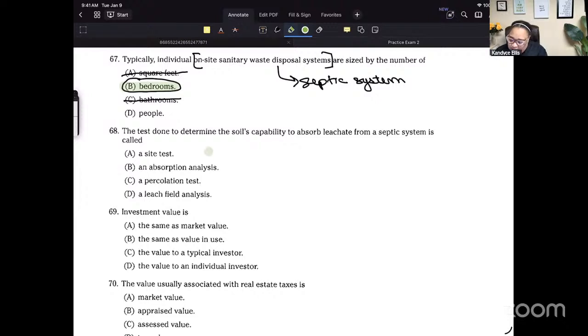The test done to determine the soil's capability to absorb leachate from a septic system is called, and that is the PERC test, right? It's called the percolation test, or it's also known as a soil suitability test. That's not how you spell suitability. So there you go.